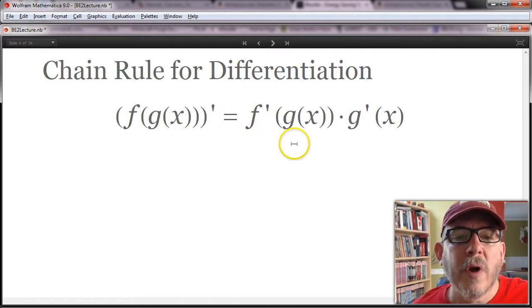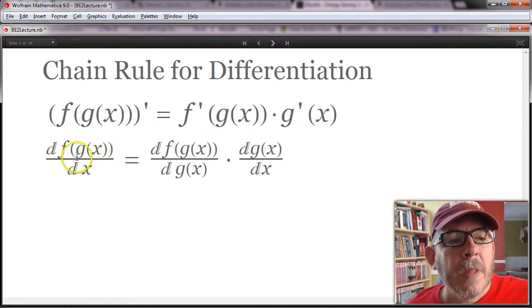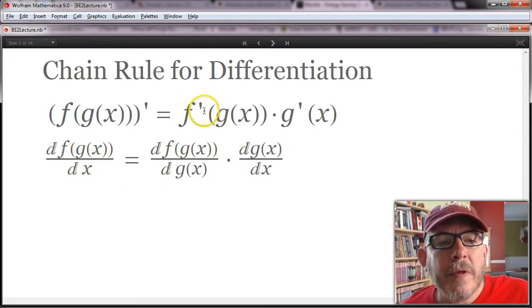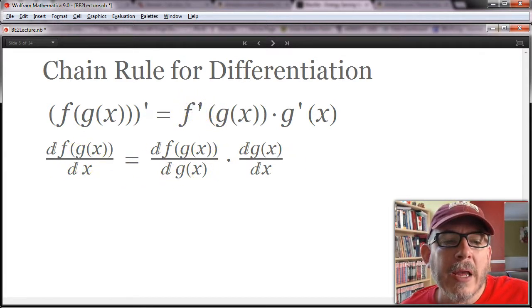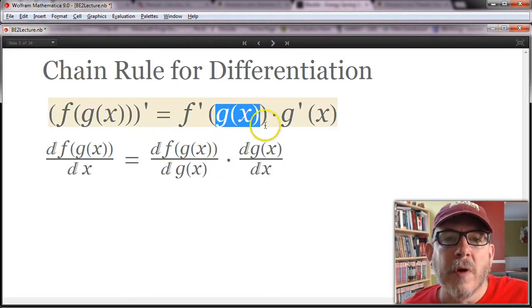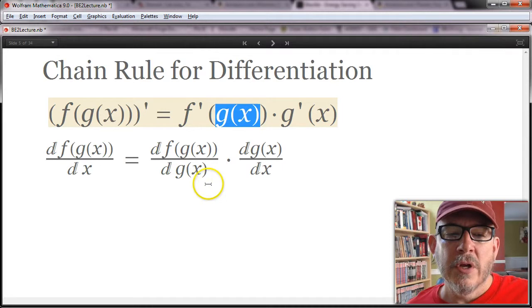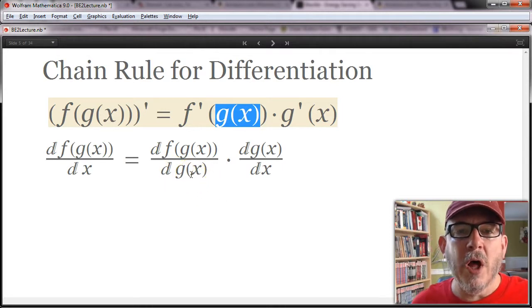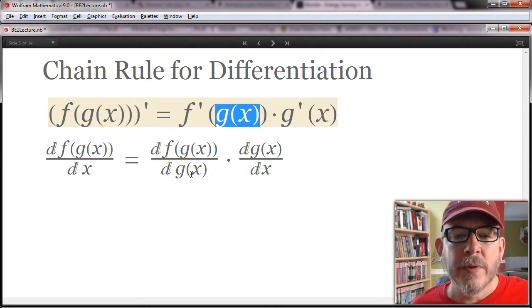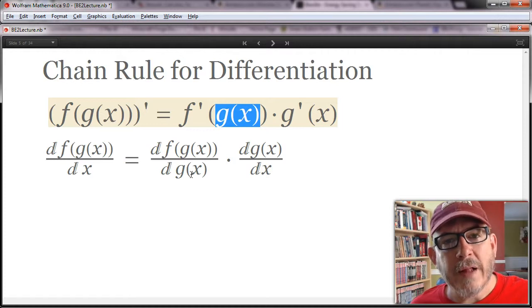And with this rule right here, if you write it out, what this means, this is implying that you're going to take the derivative of this thing with respect to this whole thing right here. So it's really df of g of x over dg of x. So you're thinking of g of x as a block, as a variable. Now that's tough. That's tough.